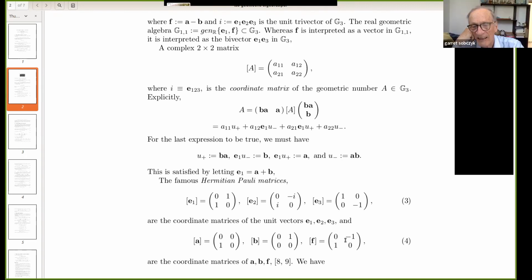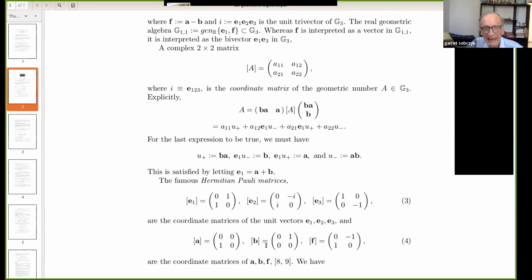If you square the matrix 1, minus 1, you get minus the identity matrix. Yeah, F squared is -1. Yeah, that's right. Yeah, so again, the geometric algebra G11 is generated by any two of these elements. That means you include multiplication.